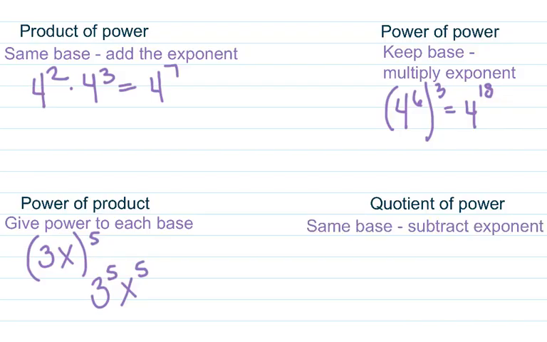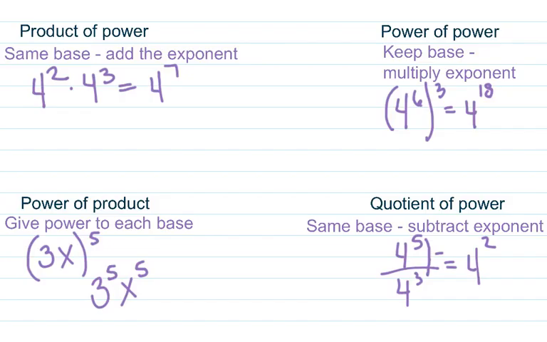So for this one, I'm going to give you an example. I'm going to take 4 to the 5th power over 4 to the 3rd power. So we have the same base, so we keep the base, so it's just 4. And then you're taking 5 and you are subtracting 3 from it. So 5 minus 3, 2. So your answer would be 4 to the 2nd power.